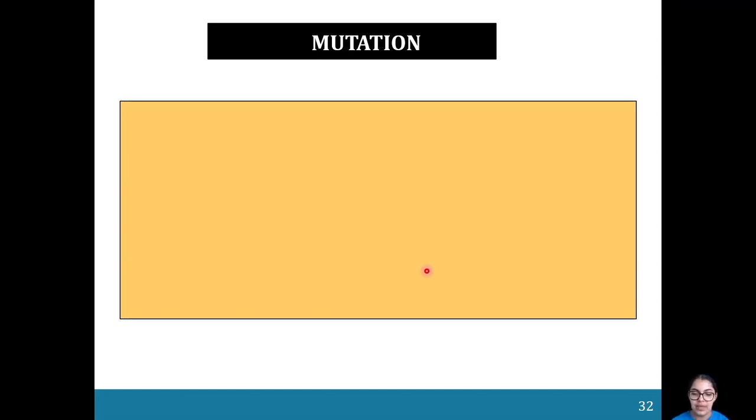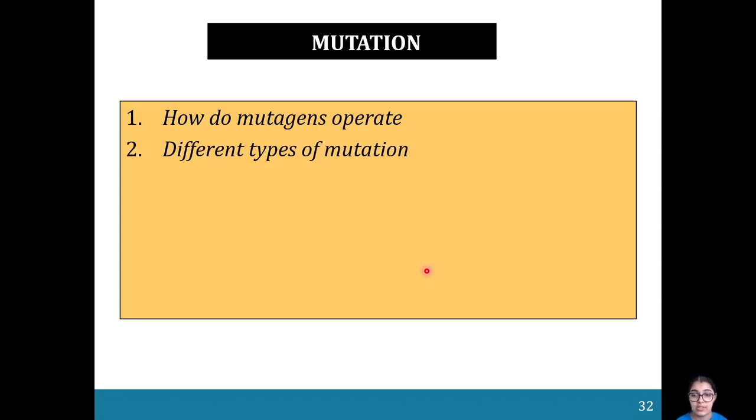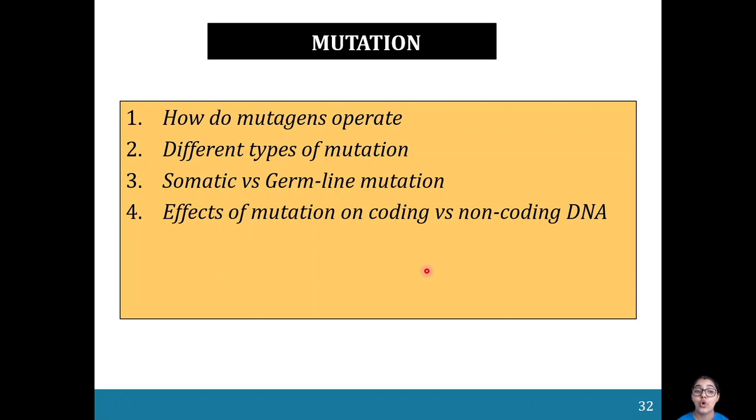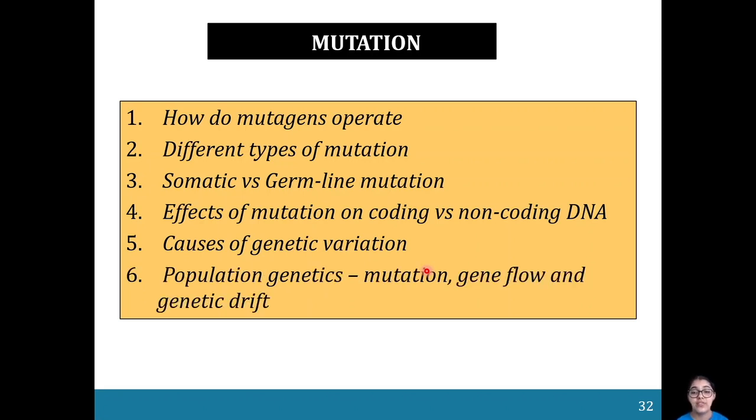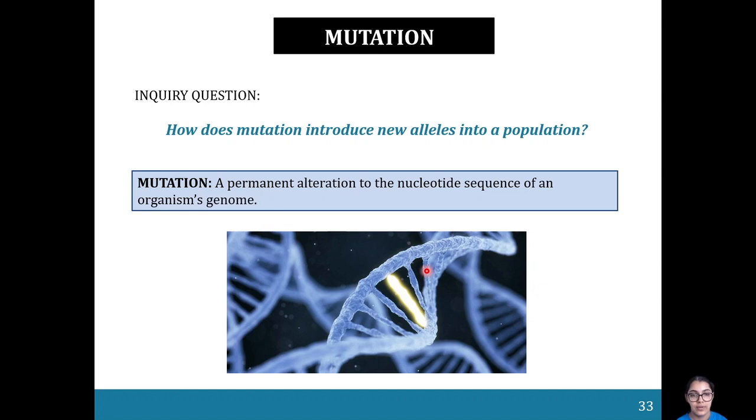Okay, here we are. The first question we're going to look at is how mutagens operate, and the different types of mutations. We're going to talk about somatic versus germline mutation, and then the effects of mutations on coding versus non-coding DNA, and then look at causes of genetic variation, and finish off by talking about population genetics. So we're going to talk about mutations, gene flow, and genetic drift.